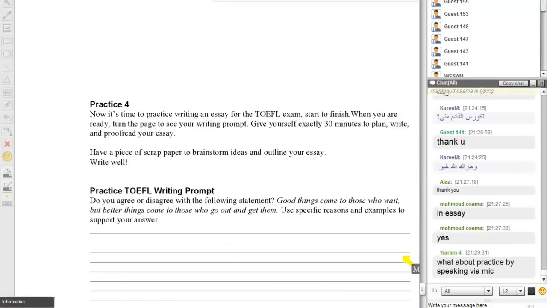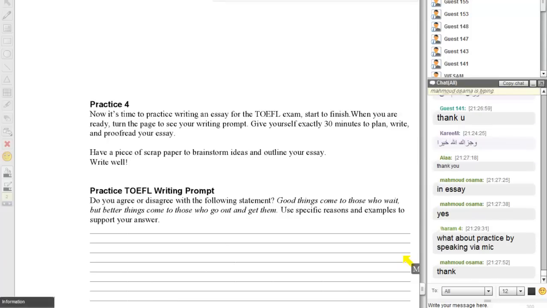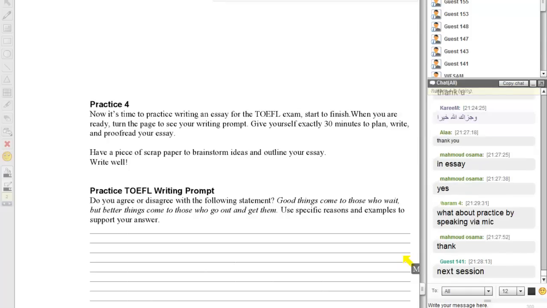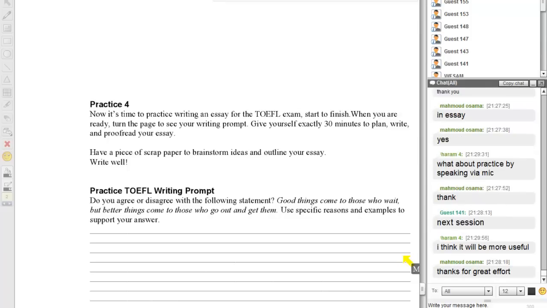Okay, so what about practicing by speaking via mic? Inshallah, we are going to activate this next time, and I'm just going to outline. We have a very small theoretical part, then you are going to have to listen to audio materials. Maybe it will be a video or an audio. Inshallah, it will be useful.